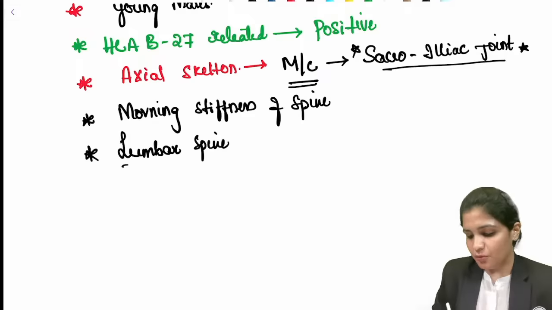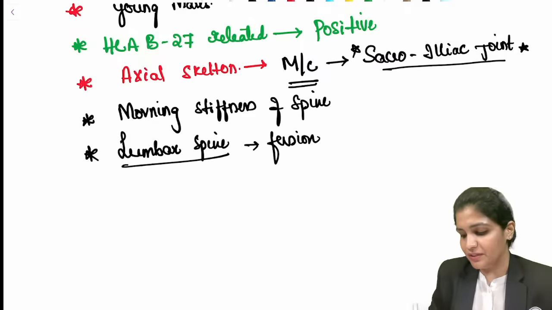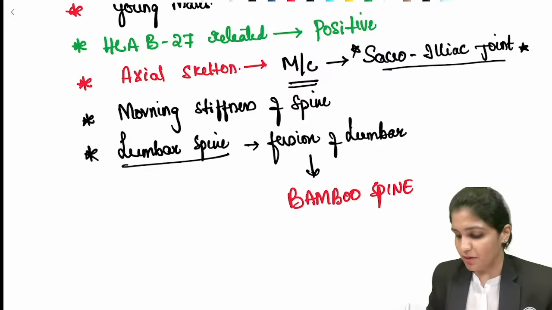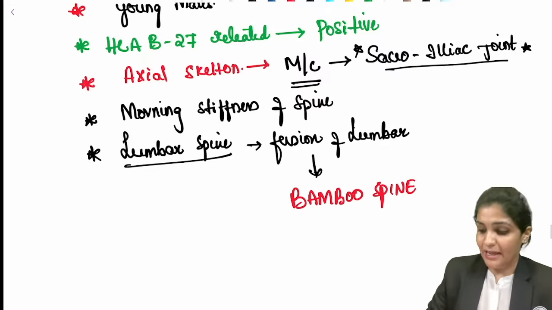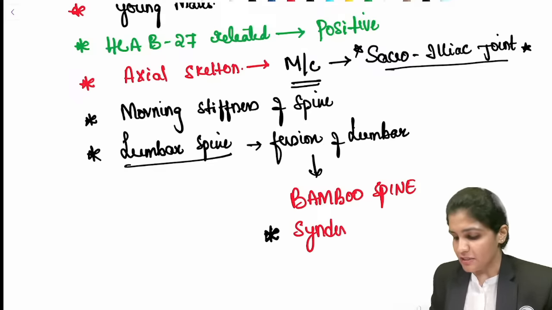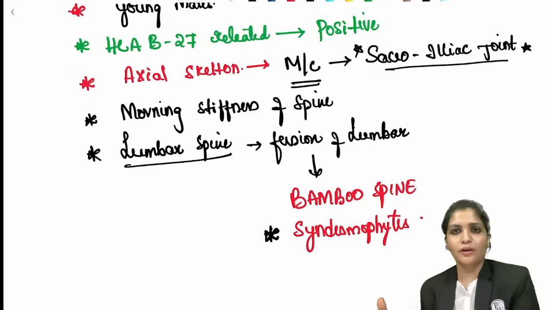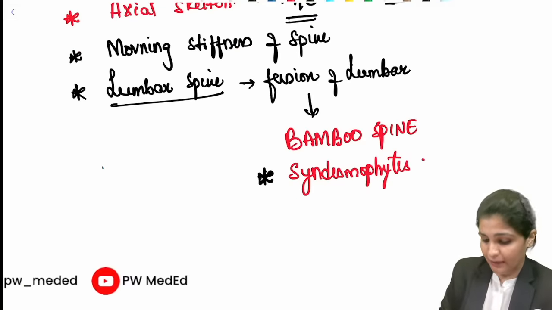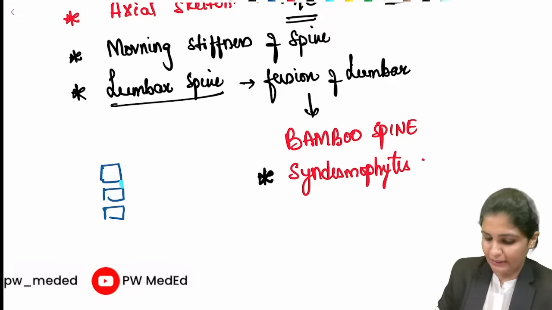So there will be fusion of the lumbar spine in the later part of the disease, which is called, important question, bamboo spine. So this is important in terms of exam, bamboo spine. And one more important finding is the formation of syndesmophytes. What are syndesmophytes? You know what osteophytes are? These are extra growths seen on the bone. In case of the spine, these are called syndesmophytes, because in the vertebra, if this is your vertebral column, these osteophytes are formed here and they fuse the spine.